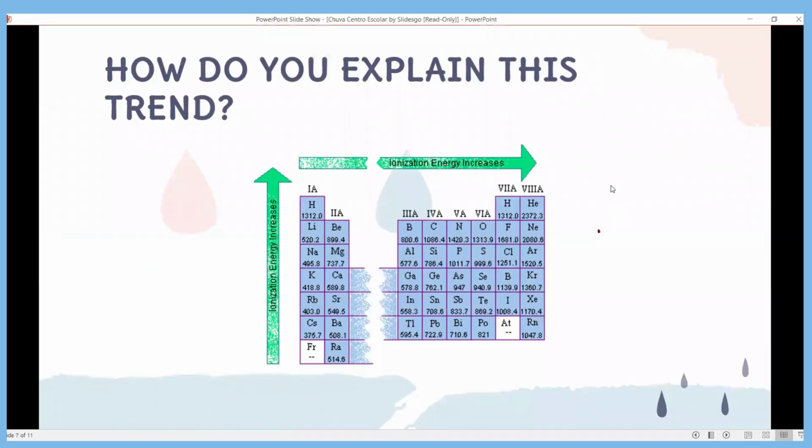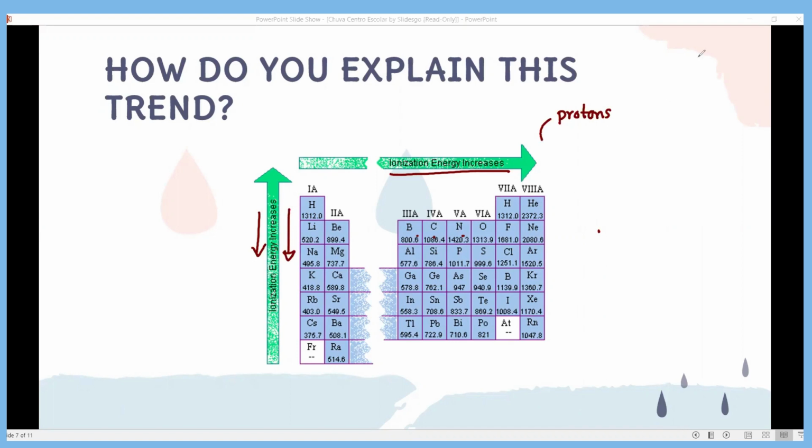How do you explain this trend? Moving from left to right through the periodic table, ionization energy increases. The reason is protons being added. Each time we move from boron to carbon, carbon to nitrogen, one proton is being added. And the ionization energy decreases moving down a group. The reason is atomic radius. Atomic radius is increasing moving down through a group, and when the atomic radius is increasing, ionization energy is decreasing.